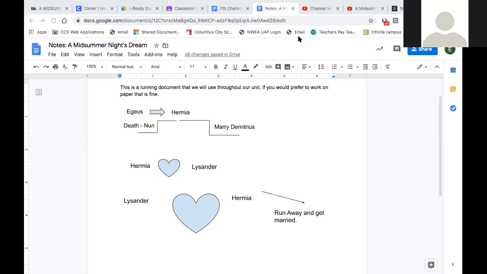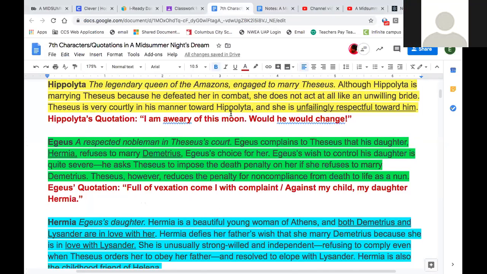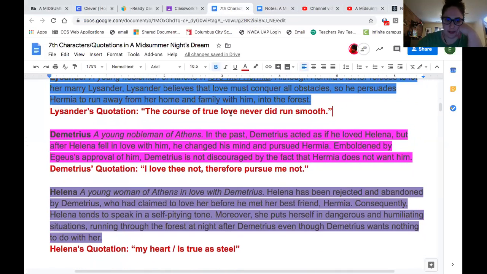It's dummy cold in his house. But she is like, well, forget you, I'm running away, because she doesn't want to marry Demetrius. She wants Lysander. Okay, moving on. Let's talk about Demetrius.